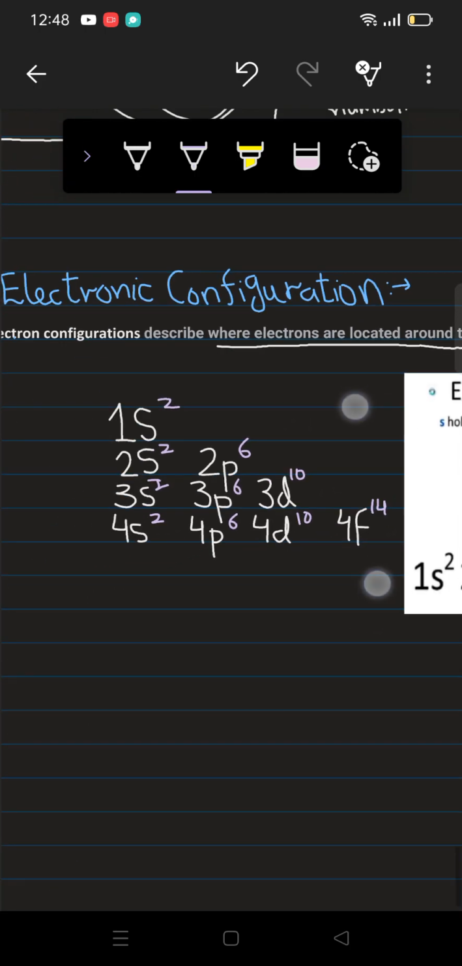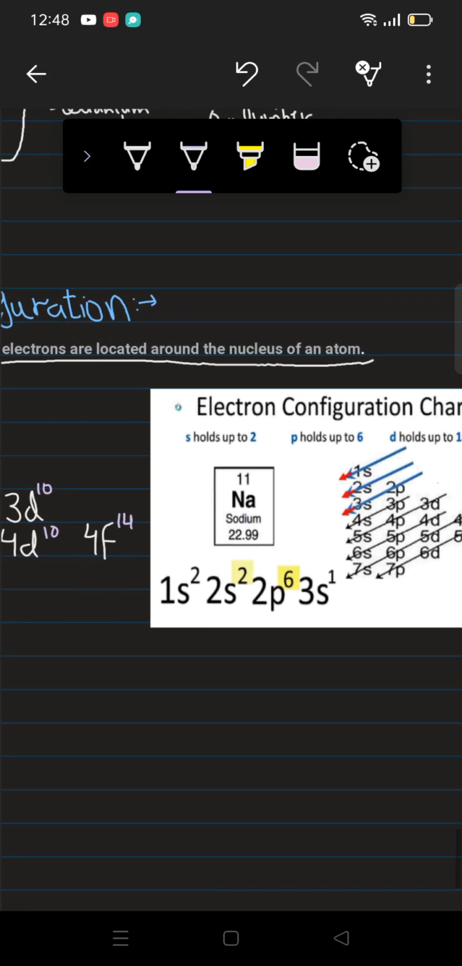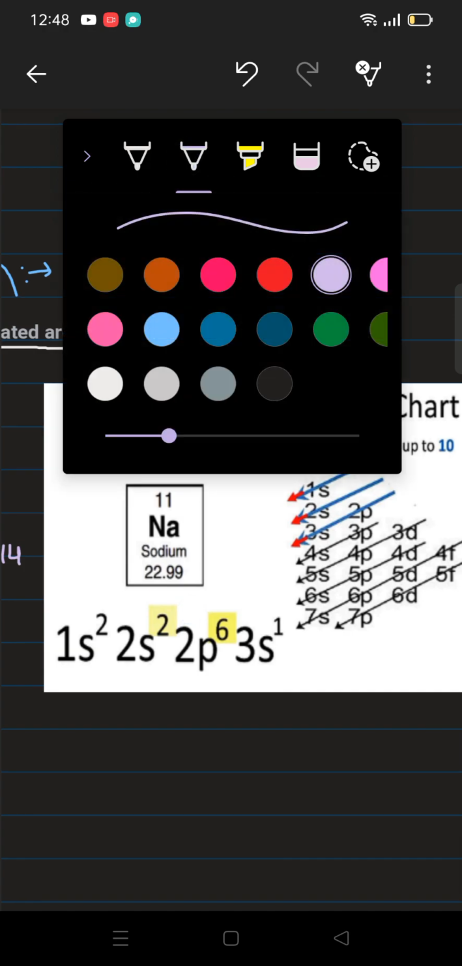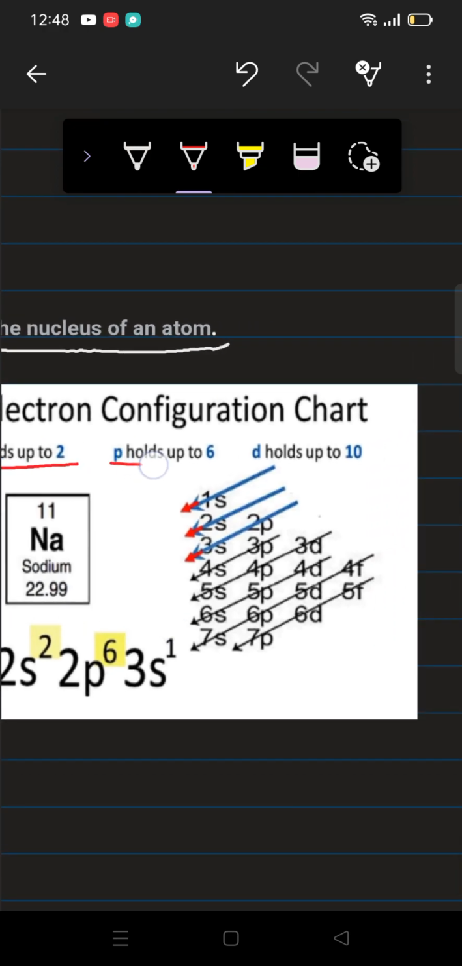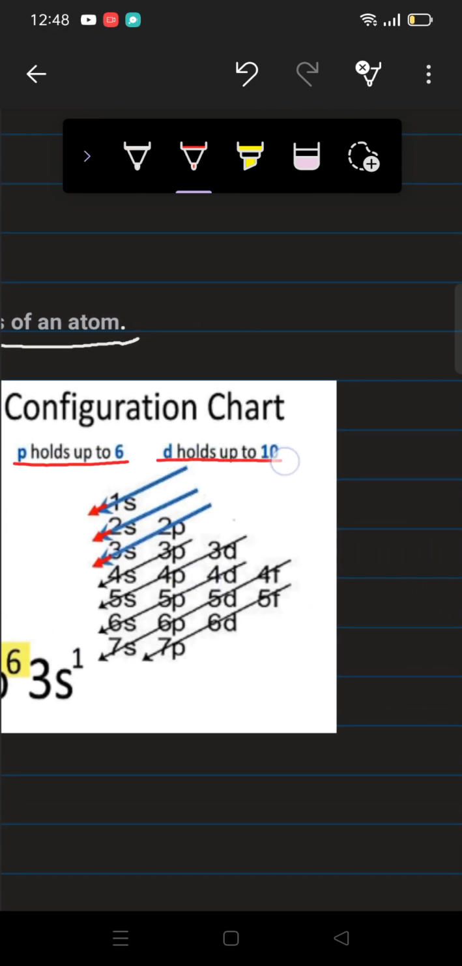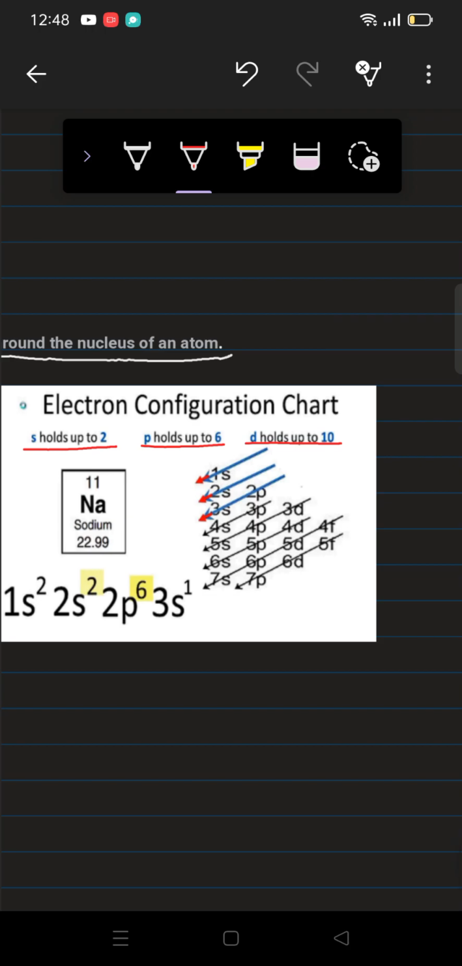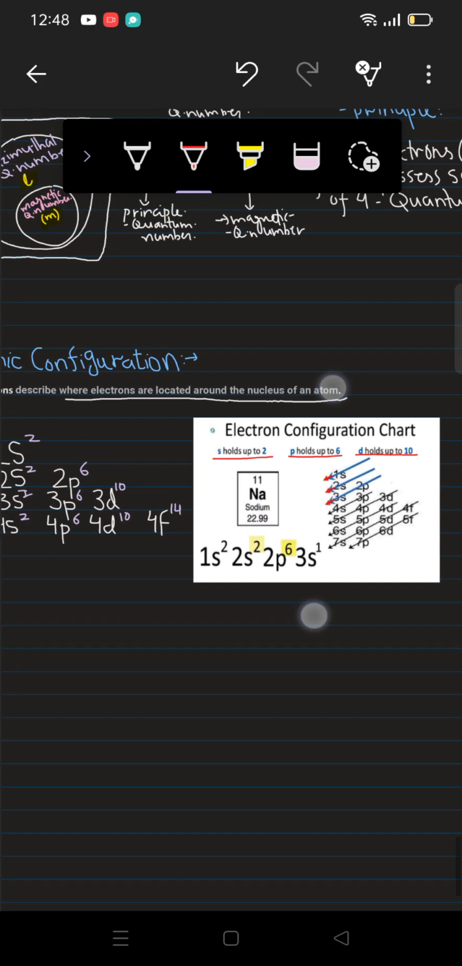Alright. So how many electrons do we have in S? We have 2 electrons in S subshell. We have 6 electrons in P subshell. We have 10 electrons in D subshell. And we have 14 electrons in F subshell. Alright, as you can see here, it's already written here. S holds 2 electrons, P holds 6 electrons, D holds 10 electrons, and they have not written about F. However, F holds 14 electrons.